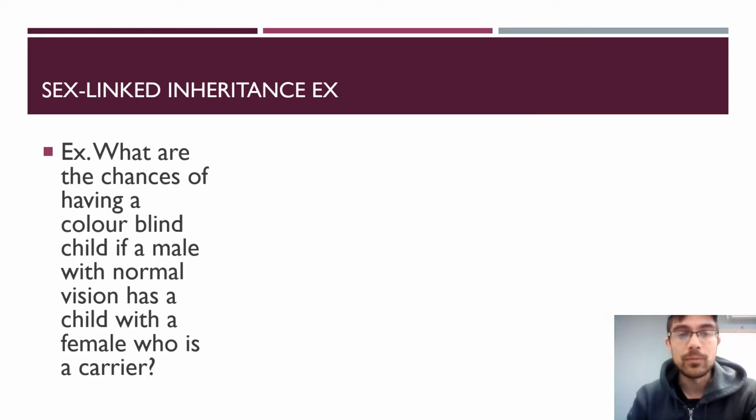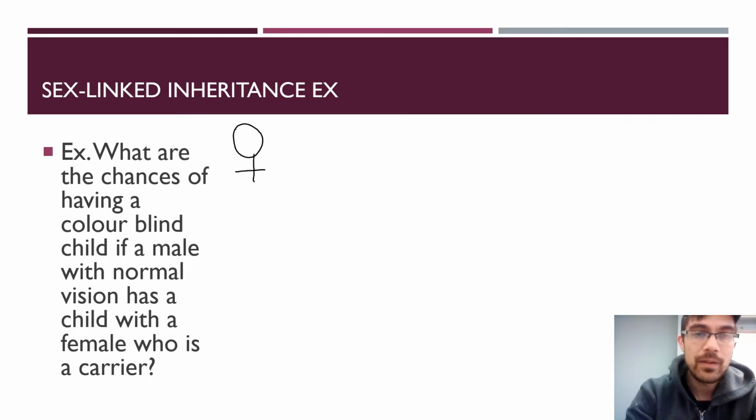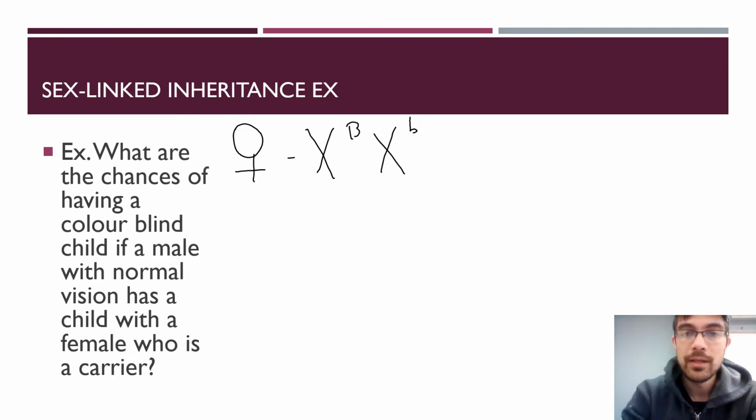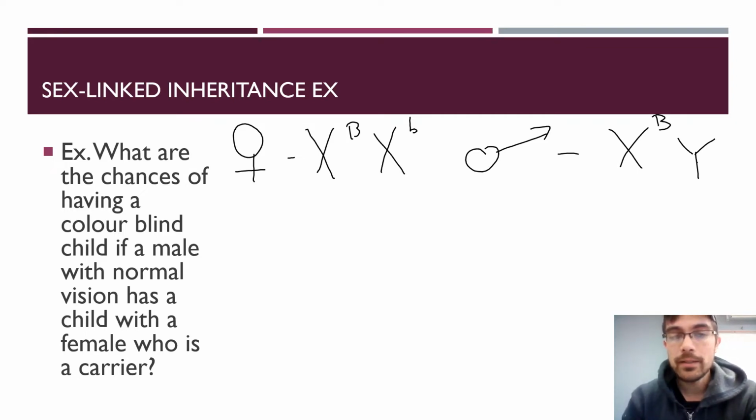So let's take a look at one of the examples that you had in your notes. It says, what are the chances of having a colorblind child if a male with normal vision has a child with a female who is a carrier? In this case, we have the female as a carrier. That means they are heterozygous, so their genotype would be X big B, X little b. The male, on the other hand, is not colorblind, so he has the dominant allele and a Y.